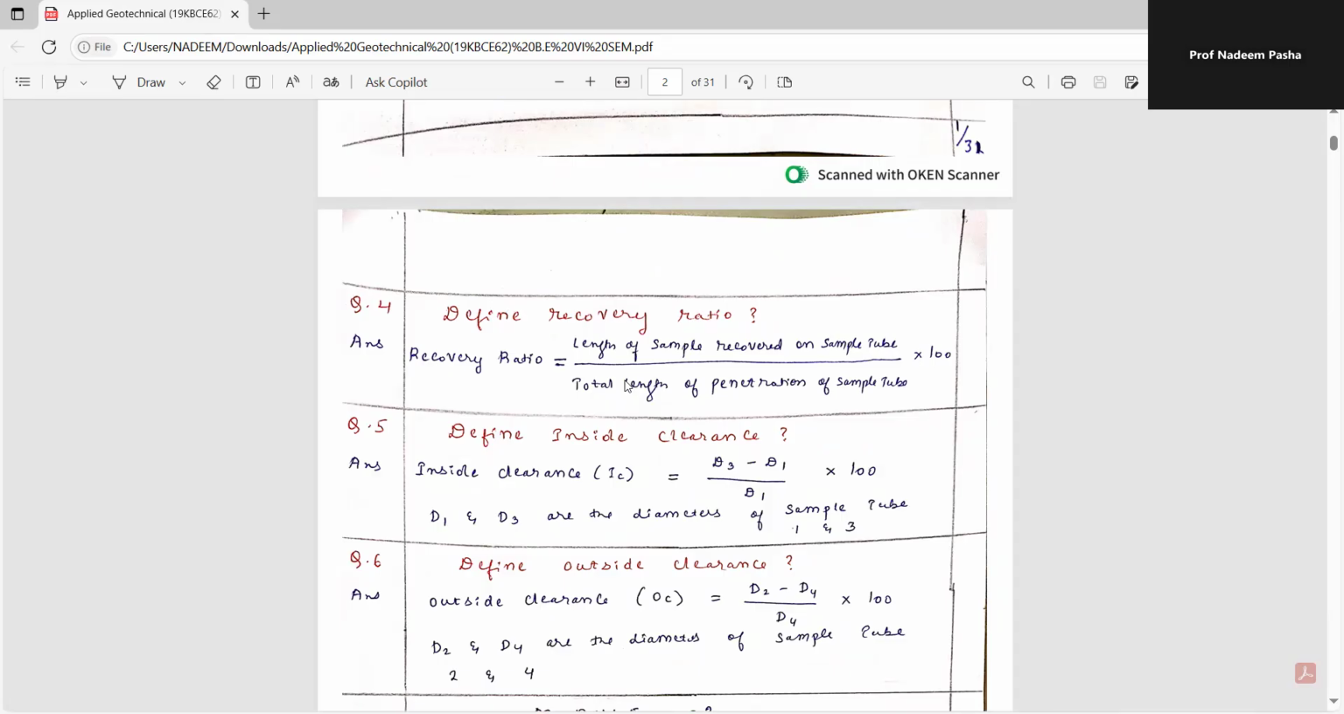Define inside clearance. Inside clearance is D3 minus D1 divided by D1, into 100, where D1 and D3 are the diameters of the sample tube 1 and 3. Define outside clearance. Outside clearance is equal to D2 minus D4 divided by D4, into 100, where D2 and D4 are the diameters of the sample tube 2 and 4.